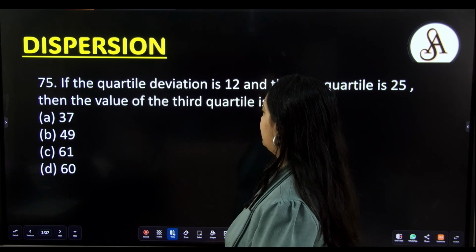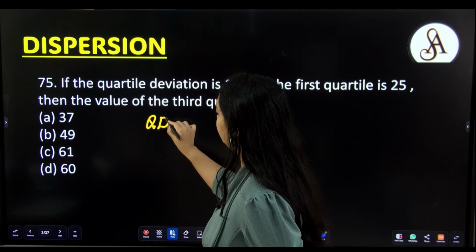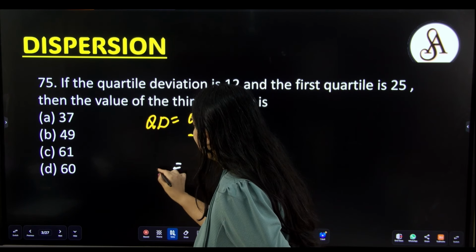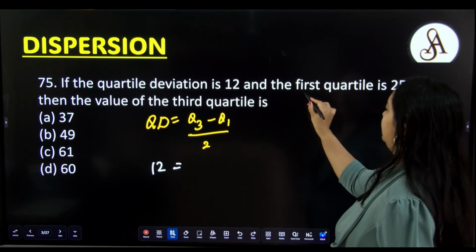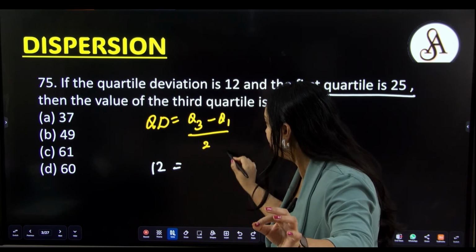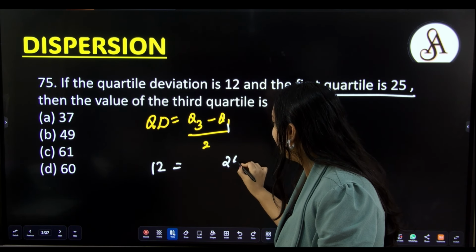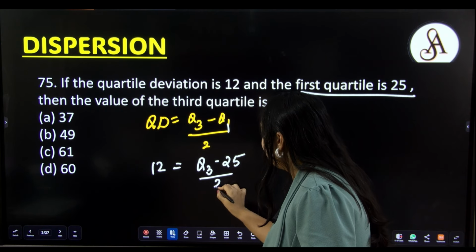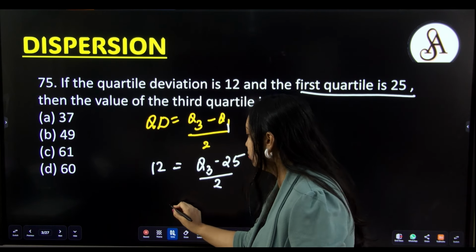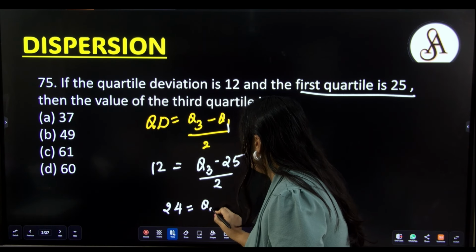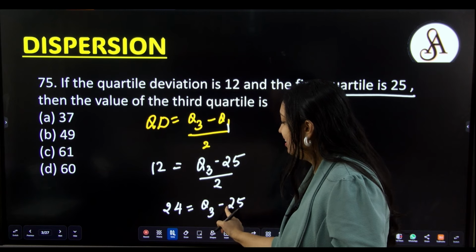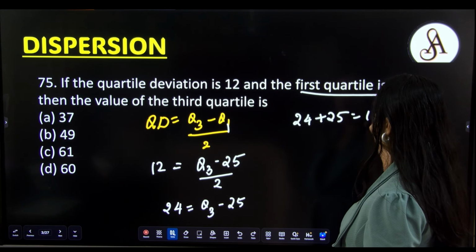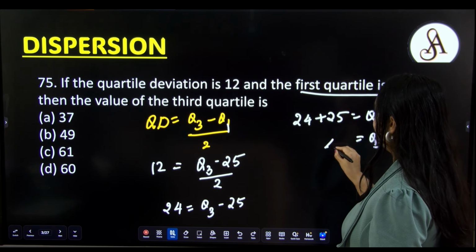Next. If quartile deviation is 12, let's write the quartile deviation formula. Q3 minus Q1 divided by 2. Quartile deviation is given in the question as 12. First quartile Q1 value is given to you, 25. Q3 value, the third quartile, you have to find. Take this divided by 2 to the left hand side. 12 2s are 24 is equal to Q3 minus 25. Take minus 25 to the left hand side, it becomes plus 25. 24 plus 25 is equal to Q3. So Q3 value is equal to 49.